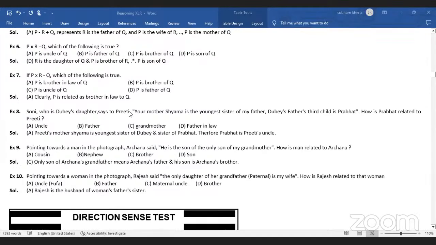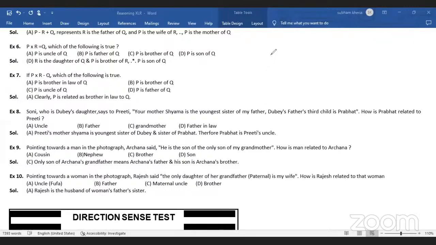Okay. Question number 9. Pointing towards a man in the photograph, Archana said, He is the son of the only son of my grandmother. Achha, this kind of question is good. Archana is saying, son of the only son. Archana is a female. So, only son of my grandmother will be Archana's father. And Archana's father's son will be Archana's what? Brother? समझ में आई बात? Yes or no? देखो ध्यान से. Very easy, very, very easy.